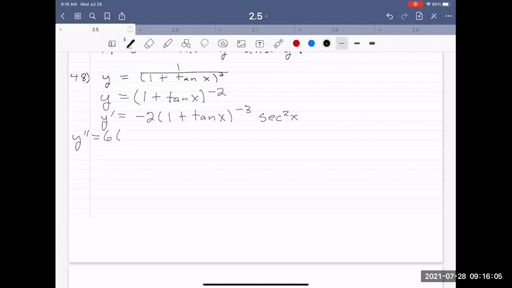Rewrite what's in the parentheses, 1 plus tangent x, all to the power of 1 less. Negative 3 minus 1 is negative 4. Times the derivative of what's inside. Derivative of 1 is 0. Derivative of tangent of x is secant squared x. Times the second, well, that's another secant squared x. Plus the first, negative 2, 1 plus tangent x.